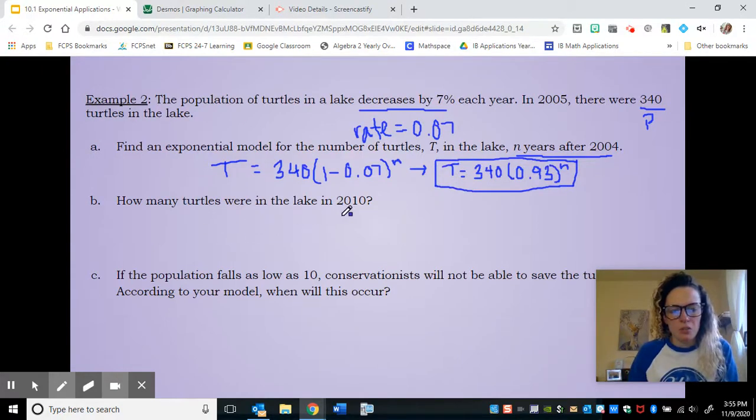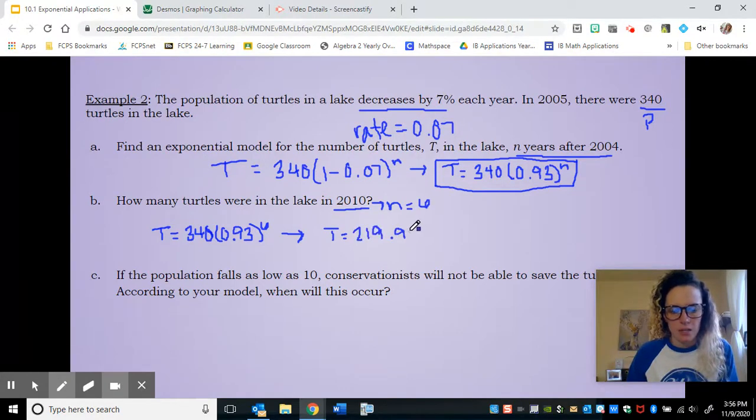Part B, how many turtles were in the lake in 2010? So again, remember, n is equal to the number of years after 2004. So that tells me that 2010 is 6 years after 2004, so n would have to equal 6. So I can just use the equation that I got in part A and sub in n equaling 6. And evaluating that in my calculator, I get 219.976, et cetera, et cetera.